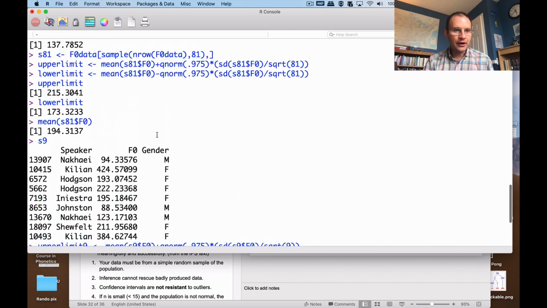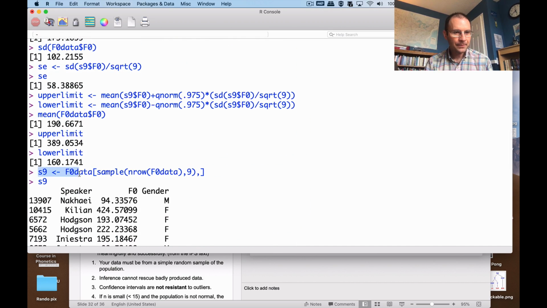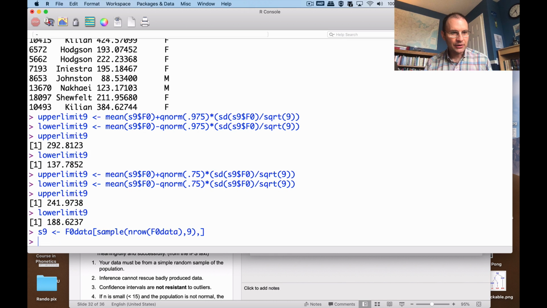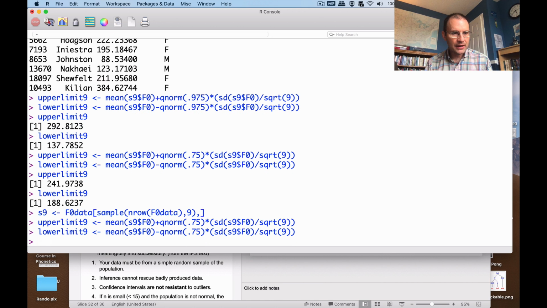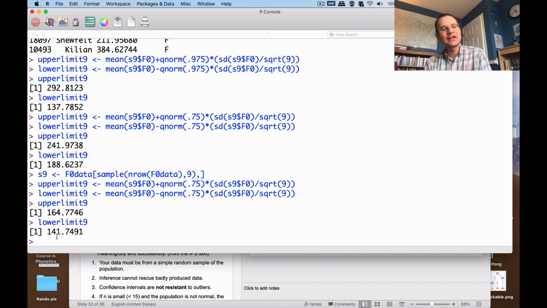So let's take another sample and calculate another 50% confidence interval and just see what happens. So we're going to get another S9 and we'll calculate the upper limit that way and the lower limit that way. And now we will see. It doesn't look good. My 50% confidence interval in this case is from 141 to 164, and that does not include 190.